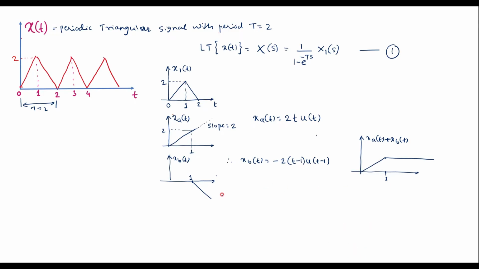Therefore, now I will add one more negative ramp signal at t equal to 1, which is the same as xb of t. So now I will call it xc of t, which is the same as xb of t, that is, a negative ramp signal. Therefore, I will represent it as xc of t is equal to minus 2, that is, minus 2 is the slope, t minus 1 u of t minus 1.